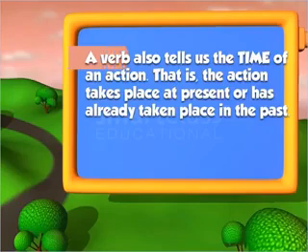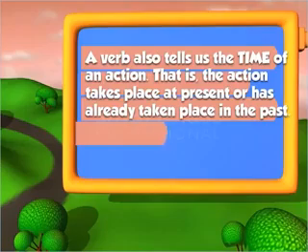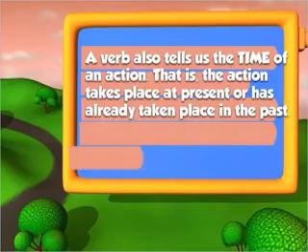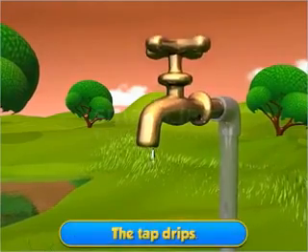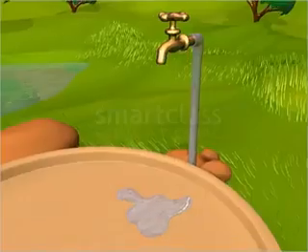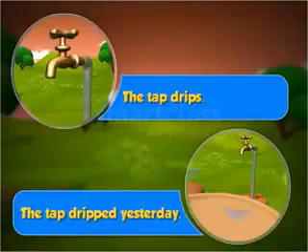A verb also tells us the time of an action. That is, the action takes place at present or has already taken place in the past. Consider the sentences "The tap drips" and "The tap dripped yesterday." Can you identify the verbs in each of these?